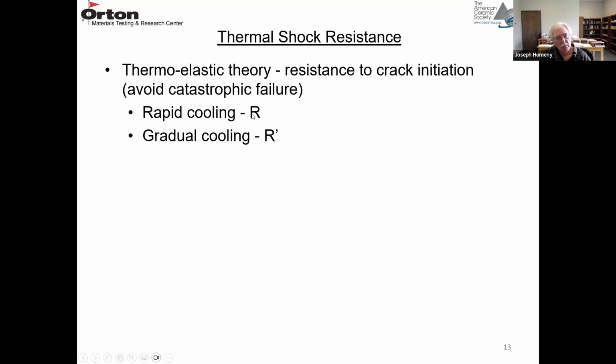So there's a series of R parameters that describe thermal shock behavior. The first is for rapid cooling. That's an R parameter. So this would be a very rapid thermal shock situation. And then a more gradual situation is where you have gradual cooling. This would be a less severe thermal shock. And R prime is the parameter that describes that.